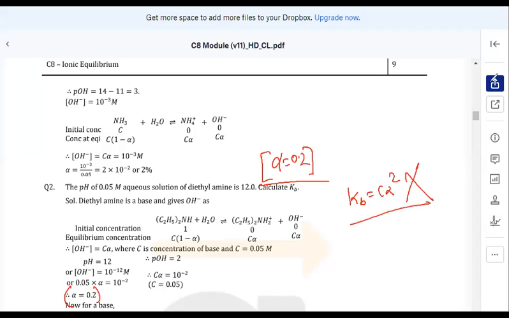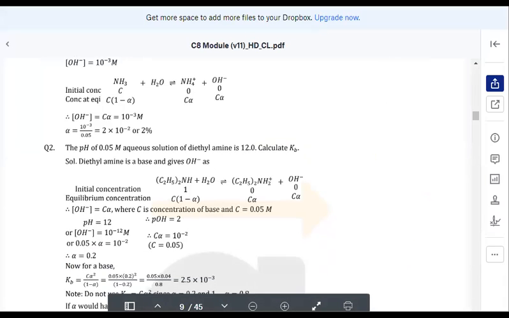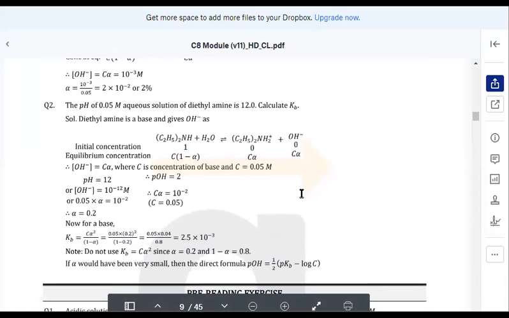But if you calculate, and if alpha is 0.2, it is not negligible with respect to 1. So you cannot use this. You have to use Kb is equal to C alpha square by 1 minus alpha. Okay, got it? Now, if you know the concentration of OH minus, which is C alpha, and if you know C, you can calculate alpha. Alpha is equal to C alpha by C. Okay, so that was question number 2.